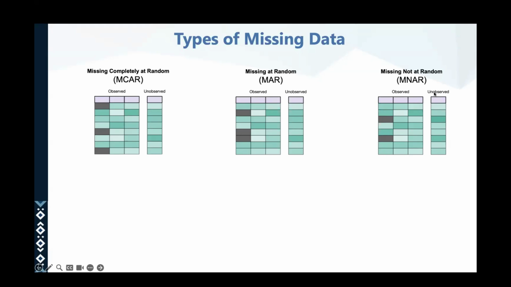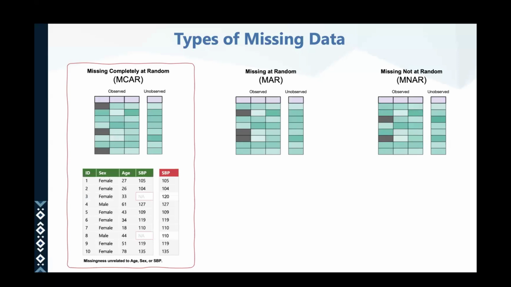So in the last case, missing not at random, the missingness has no relationship with the data that you have before you. But what could explain the missingness lies in the data that you did not collect. So let me try to drive this more concretely with some practical example.